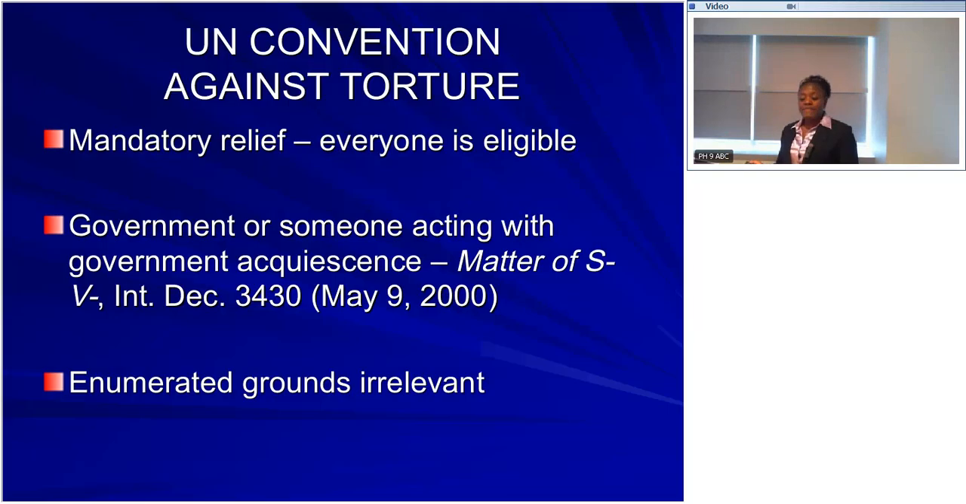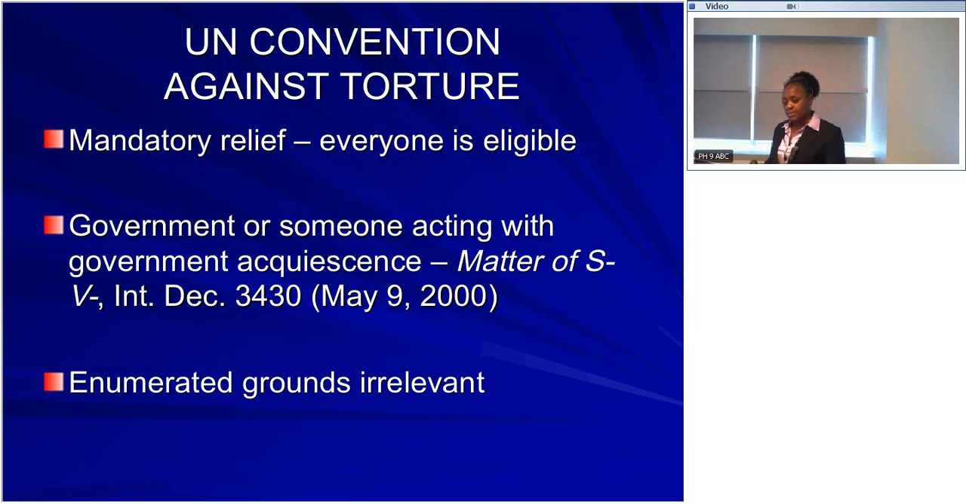Mandatory relief, everyone is eligible if they meet the criteria. You need the government or someone acting with government acquiescence to be the persecutor, if you like, although it doesn't require persecution. Enumerated grounds, the 5 grounds are totally irrelevant, right? Not totally irrelevant, but you don't have to establish that the pain and suffering that was suffered was because of one of the 5 grounds.